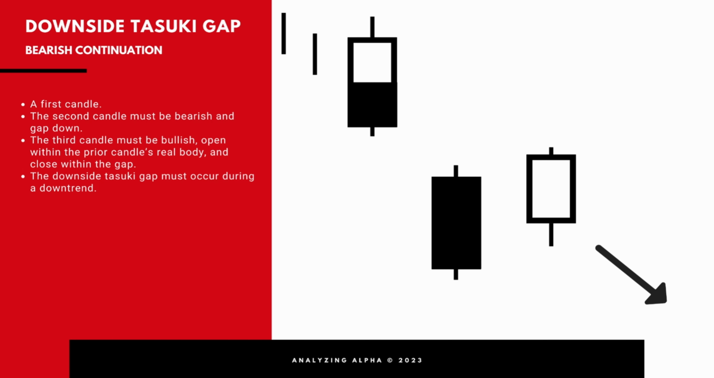The downside Tasuki gap is the mirror opposite of its bullish brother that we just looked at. In this case, it's a bearish continuation. So the pattern occurs in a downtrend and price is expected to continue lower.